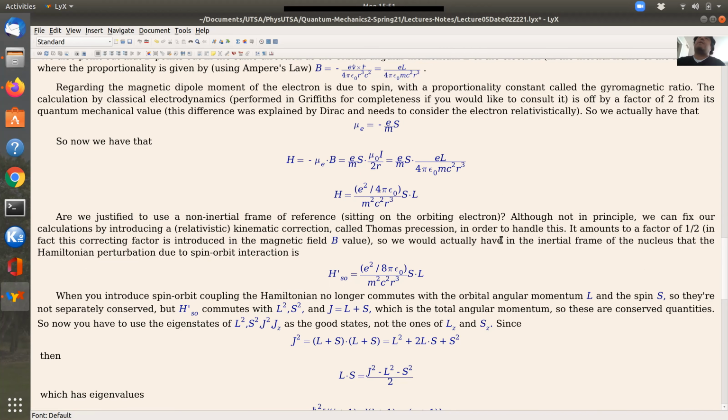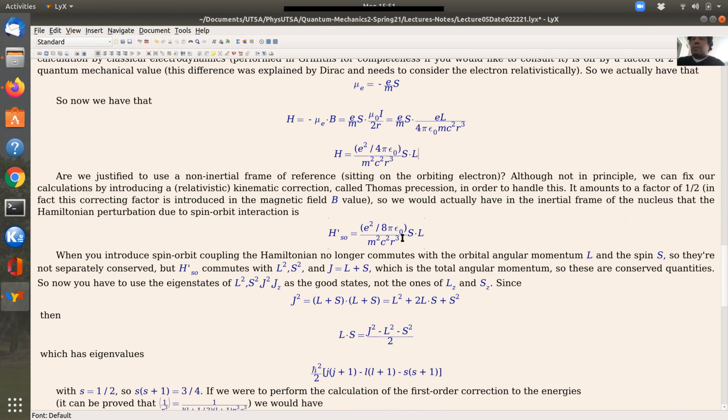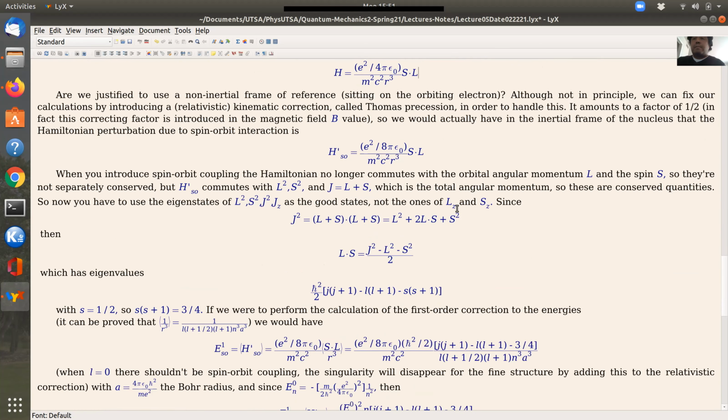So basically what is happening is that there is, again, an interaction of the magnetic field generated by the proton in this frame with the electron spin. This is due to the orbiting of the electron and its own spin, right? That's why it's called the spin-orbit interaction. And so this Hamiltonian is proportional to the dot product between the spin and the angular momentum of the electron. So what happens is that now we're considering two angular momenta, right?